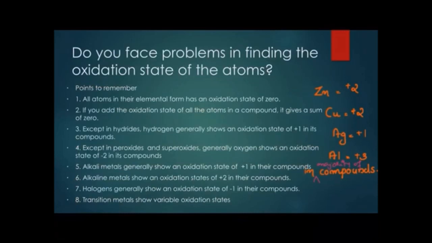Transition metals, they show different oxidation states. Zinc, copper, in most of the compounds, their oxidation state is +2. Silver also, in most of the compounds, it will be +1. For aluminium, it is +3, in the majority of the compounds. There are exceptions also.